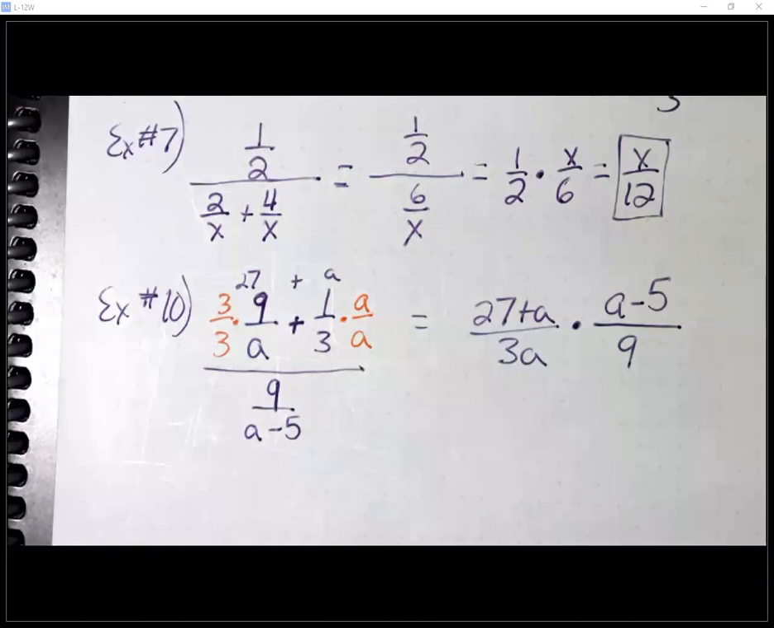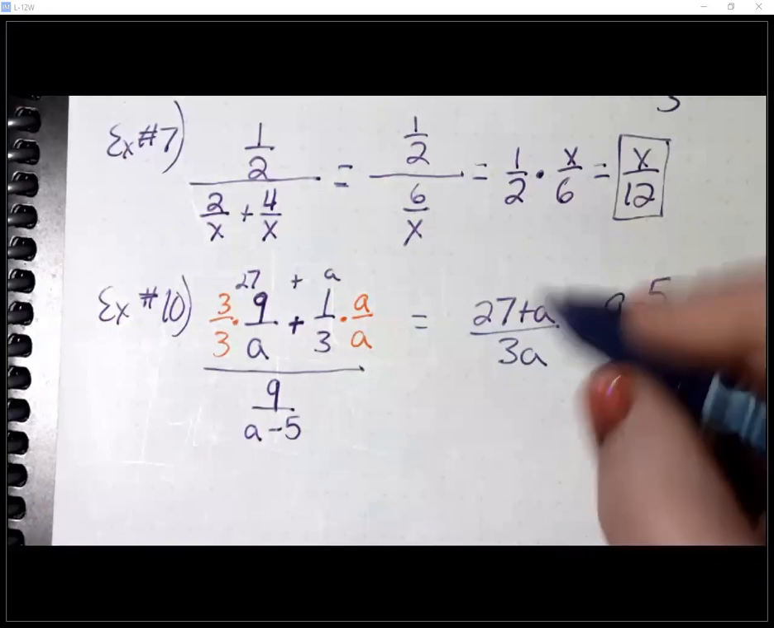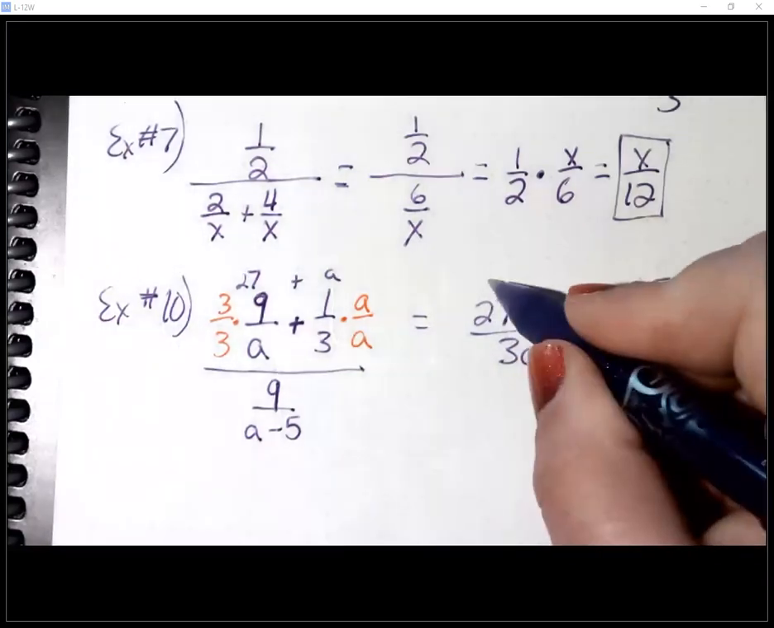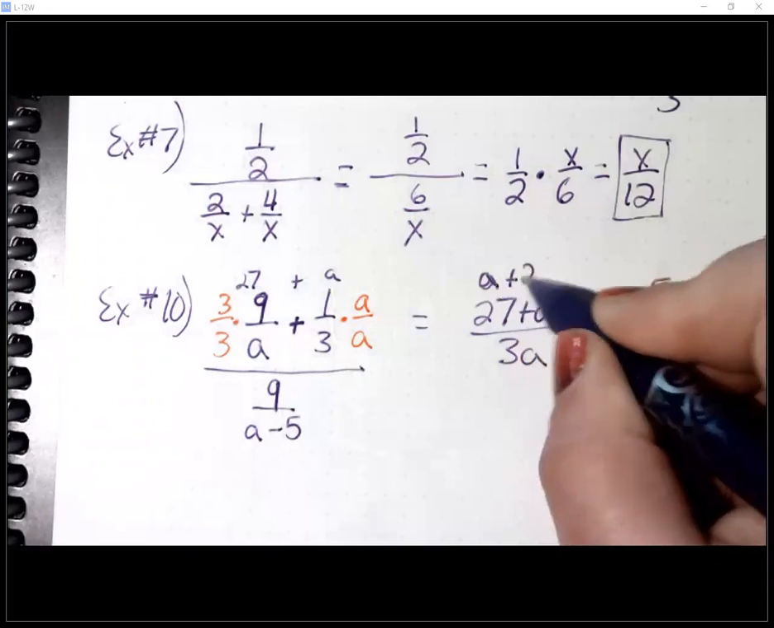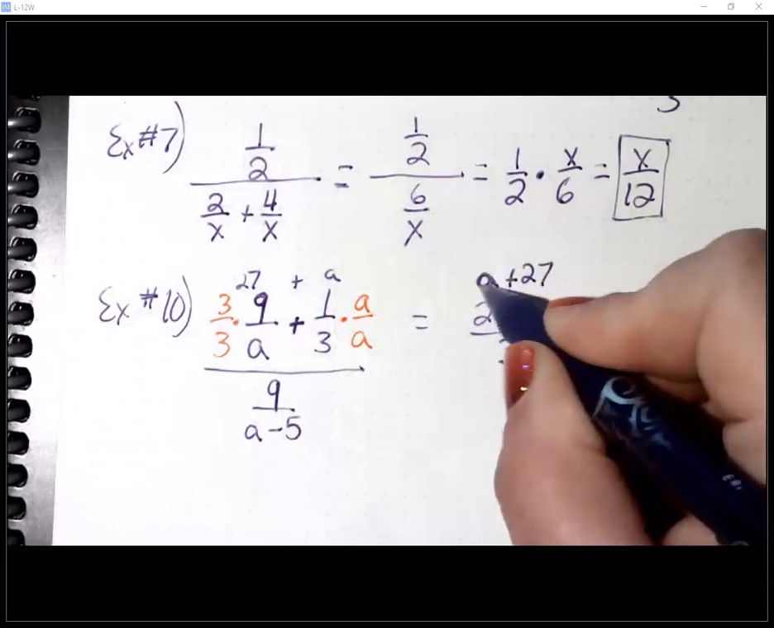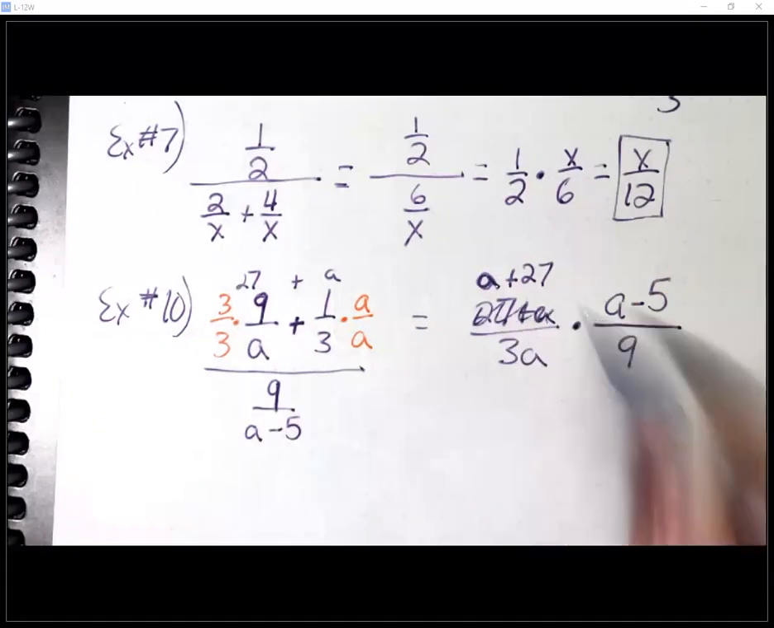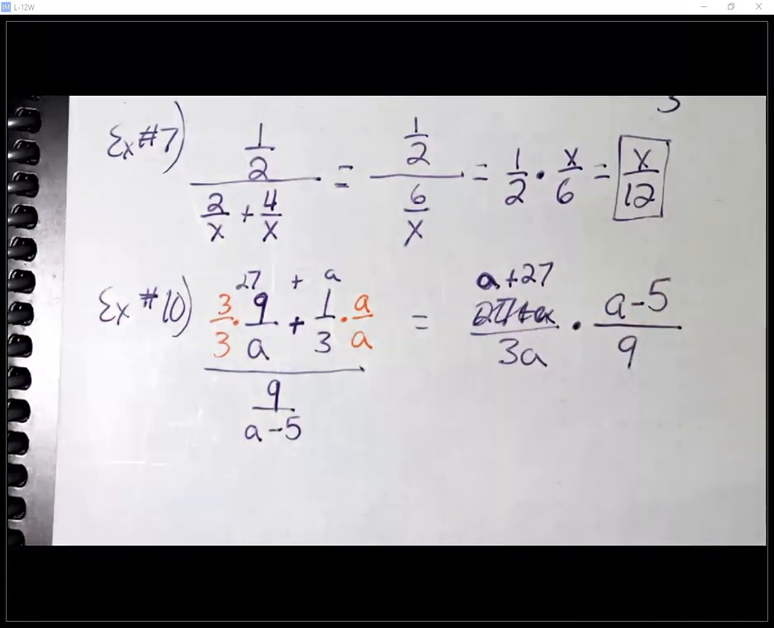And now I'm looking for anything that can cancel. I actually don't think we have anything, right, because it's part of a binomial. In fact, I'm gonna flip this around because I like that variable to be first. I'm gonna rewrite it as a plus 27. But yeah, I don't think anything is gonna cancel.